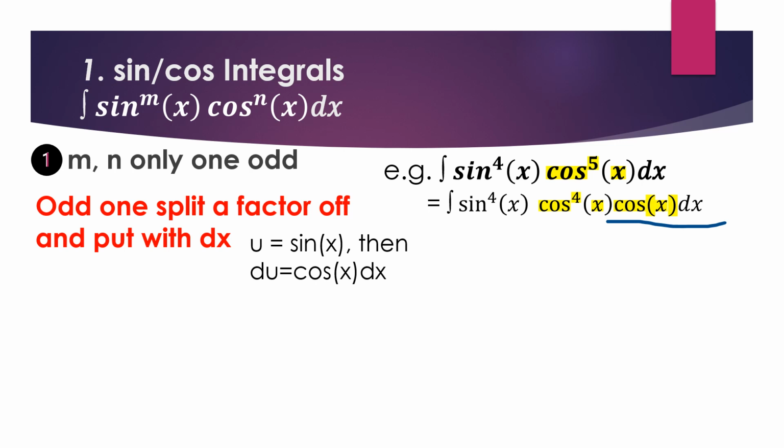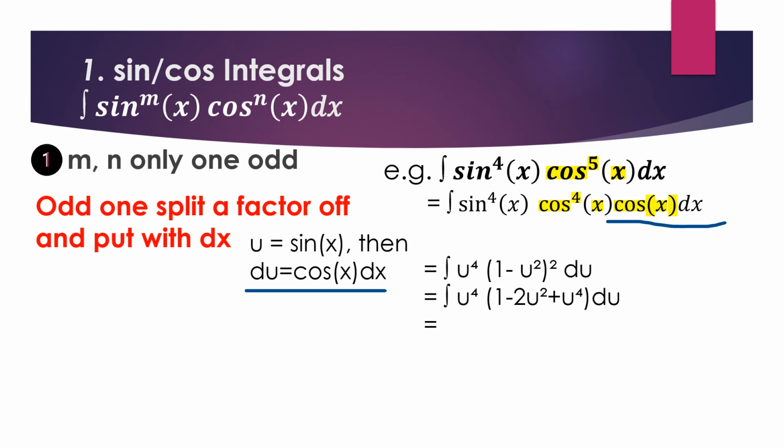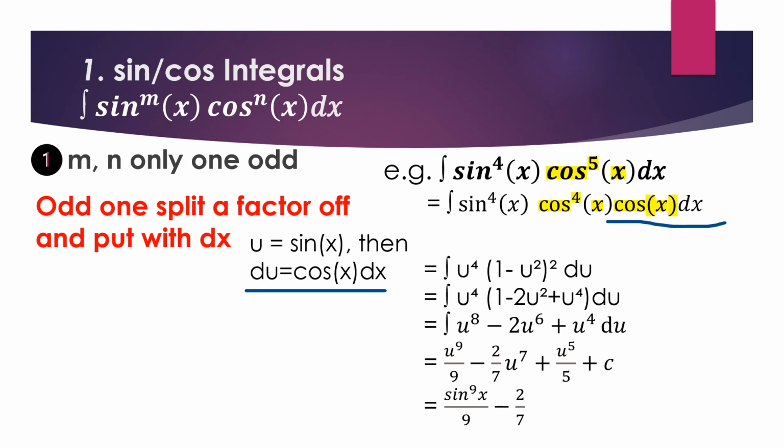Thus, we let u equal sine x, so du equals cosine x dx. Then we substitute sine x with u. We'll get integral u to the 4th times cosine to the 4th x. That will be 1 minus sine squared x, squared. And here we directly write down 1 minus u squared, squared. Cosine x dx is du, so we lastly write down du.